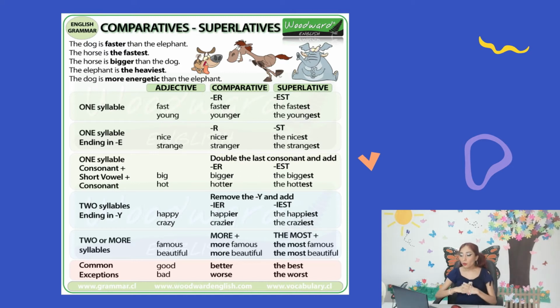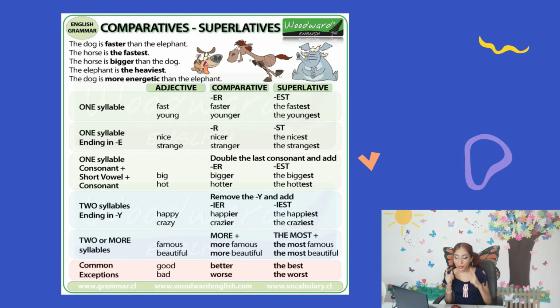So now, how would you write big? We will say bigger with double G, okay? Bigger. Or in superlative, the biggest. Again, with double G. Now, hot. Hot in comparative will be hotter. In superlative, the hottest with double T, okay?